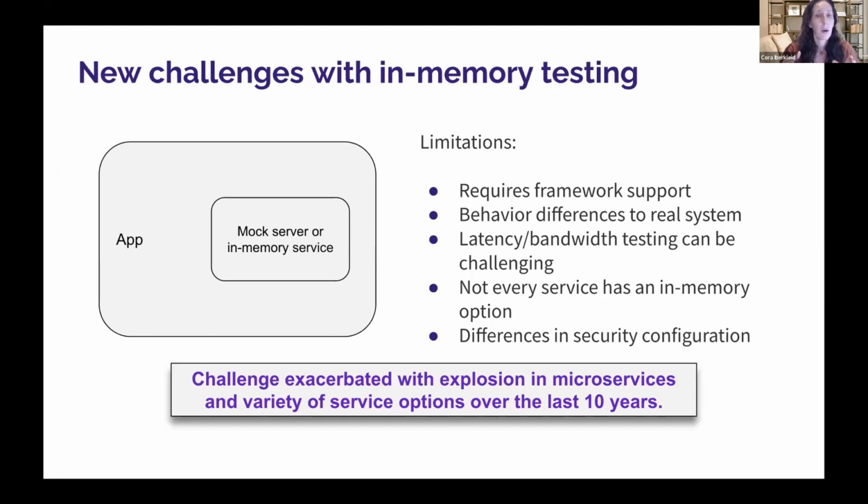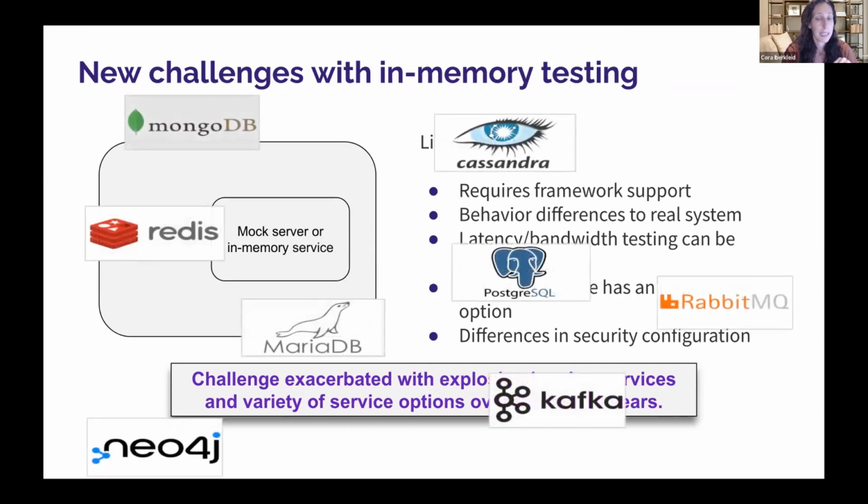So what's happened is that as we've moved from monoliths to microservices in this world of containerization, these challenges really just become exacerbated, because now we have more applications because there's microservices, and that also means that there's more connections between things, there are more points to test. And then there's also a variety of service options that have increased over the last 10 years. Like if you just look at the CNCF landscape, right?